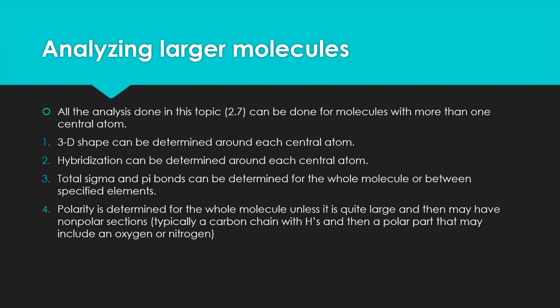And then the last part, polarity. It's determined for the whole molecule. Unless it's a quite large molecule, then we may have nonpolar sections, and that's typically where we see carbon chains with just carbons and hydrogens. And then it might have a polar part where it might have an oxygen or a nitrogen or a chlorine or a fluorine, something like that. So we'll take a look at some examples of how we would analyze larger molecules here.